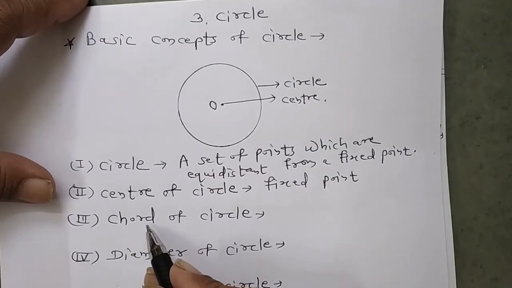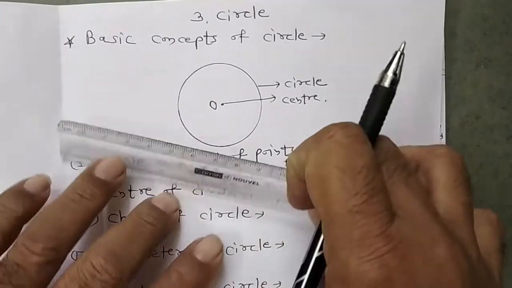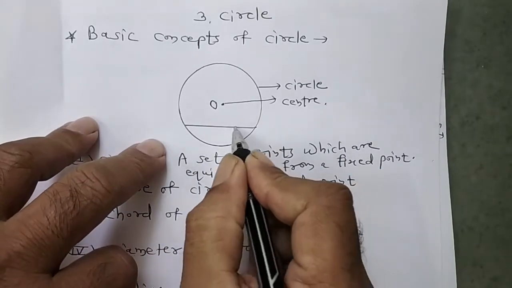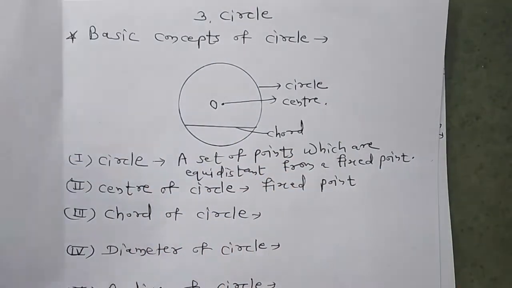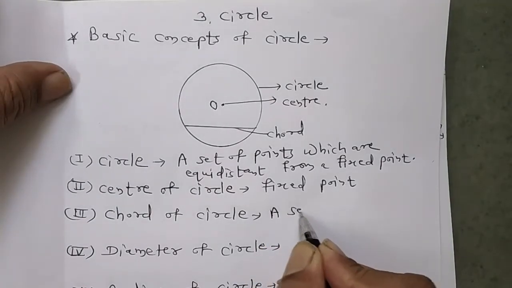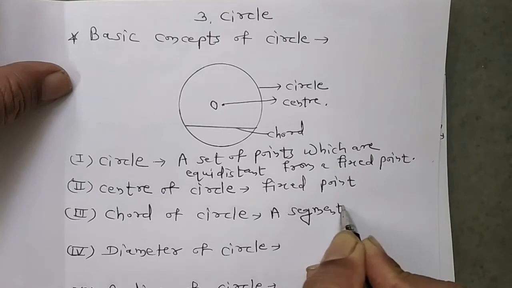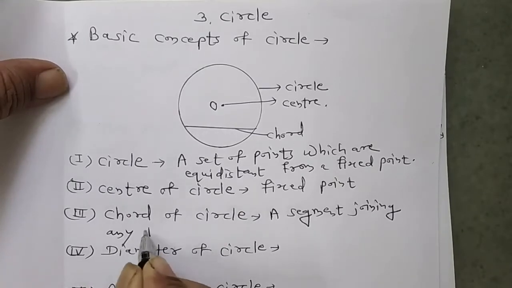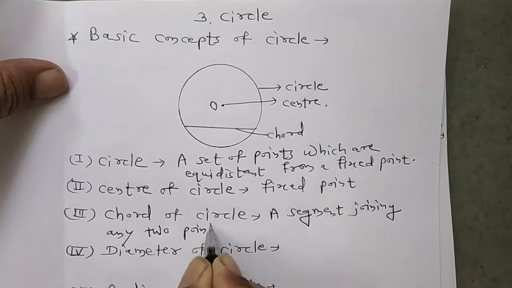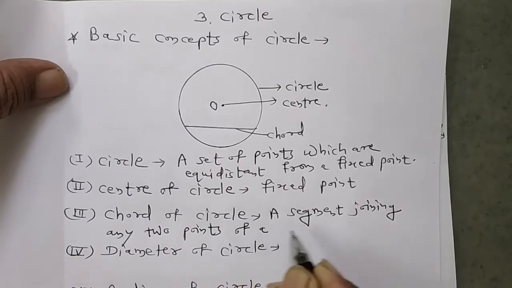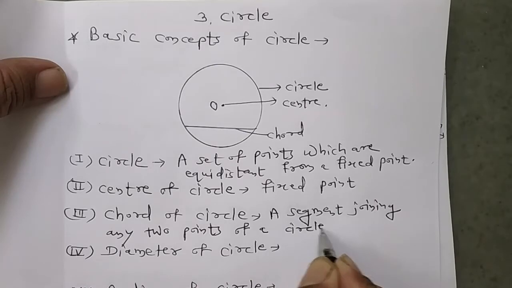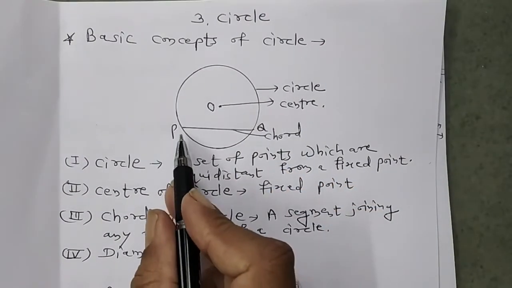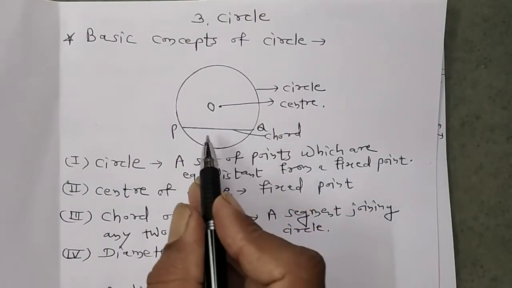Next concept is chord of a circle. A segment joining any two points of a circle is a chord. Suppose these points are P and Q, then segment PQ is the chord.